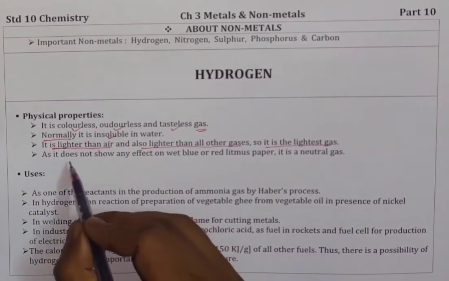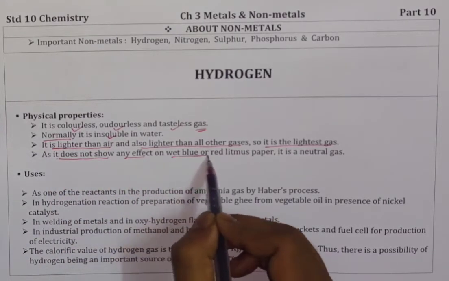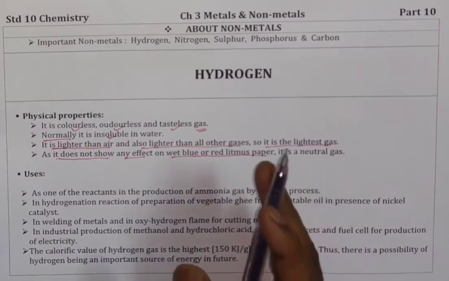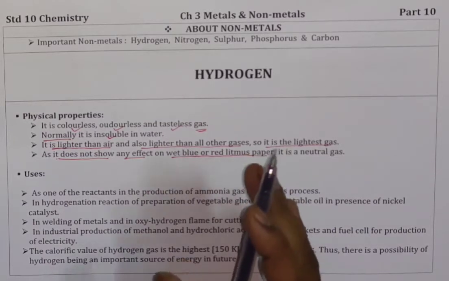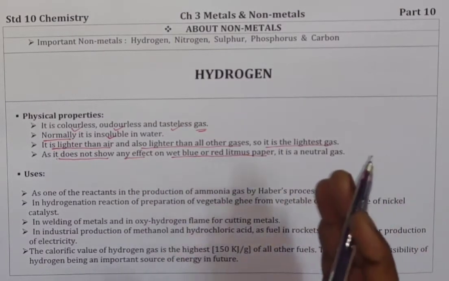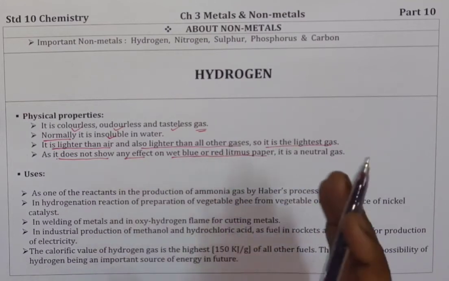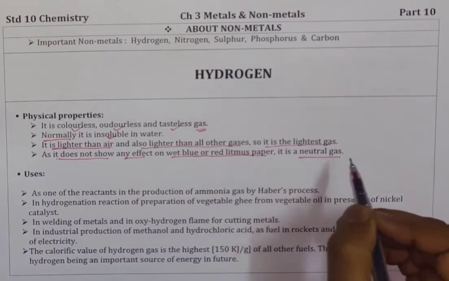It does not show any effect on wet blue or red litmus paper. That is, when moist blue litmus paper is introduced in hydrogen, it doesn't change. Nor does the red litmus paper change when introduced in hydrogen. So it is a neutral gas.